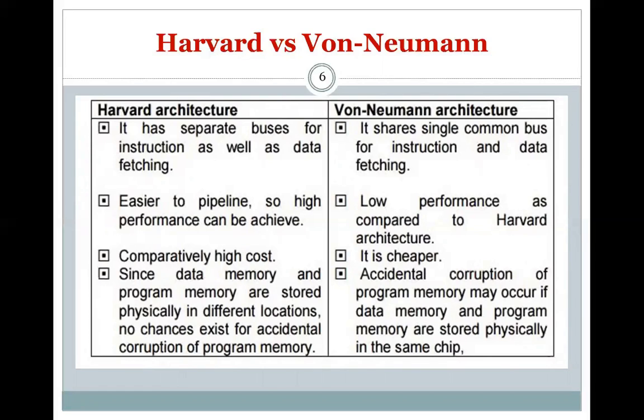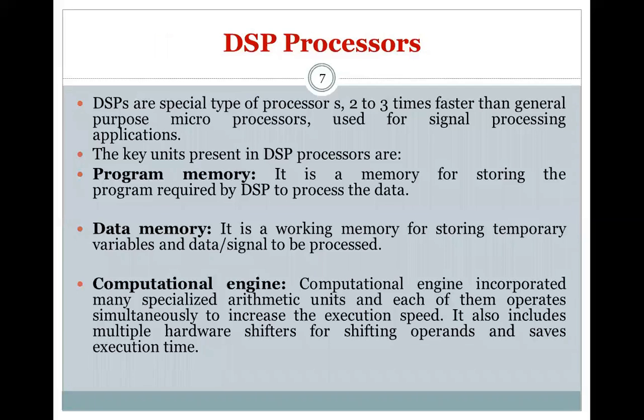But in the case of von Neumann, it shares a single common bus for both instructions as well as data. And because of this, it has low performance as compared to Harvard architecture, and since it is a single memory structure, it is cheaper, and there is a chance of accidental corruption of program memory and data because it is available in the same space only. So these are a few differences.